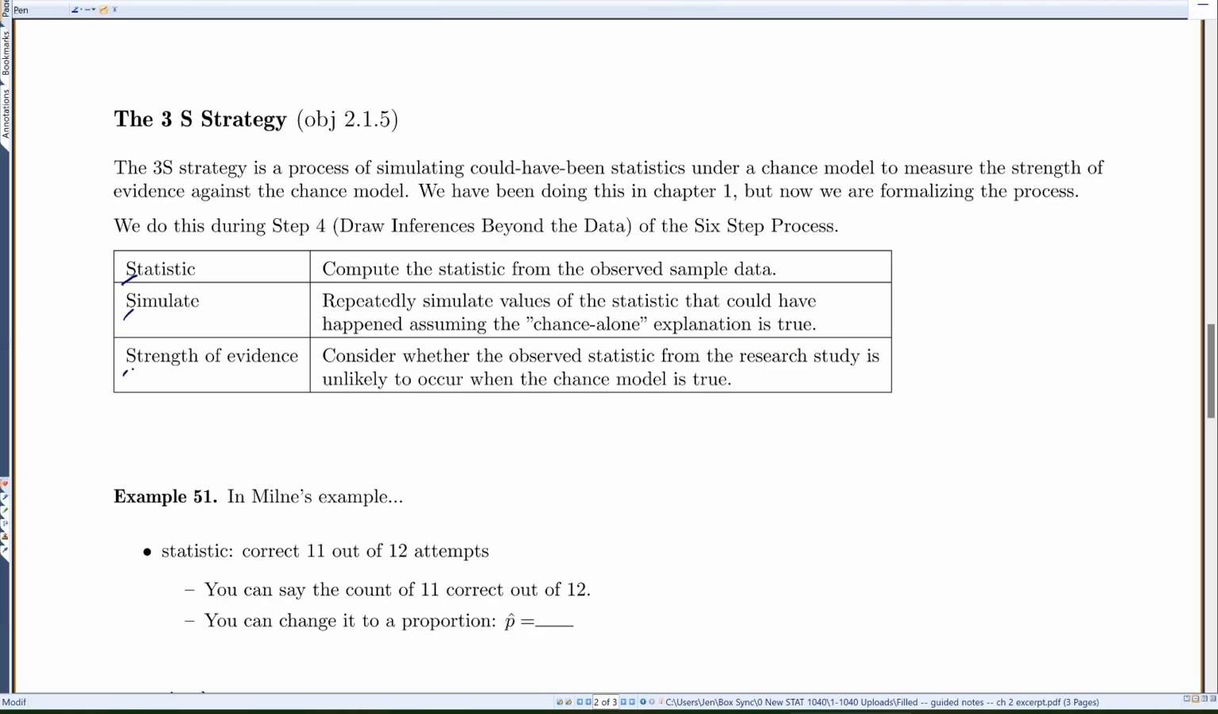So first we compute a statistic from our observed sample data. Then we repeatedly simulate values of the statistic that could have happened if it was just happening by chance, if we were just randomly guessing. And then we look at the strength of evidence. Okay, so we say, well, based on how likely it was to happen if they're randomly guessing, we get to say whether or not we think that the chance model was true, whether or not we think they were just guessing, or whatever the situation might be.